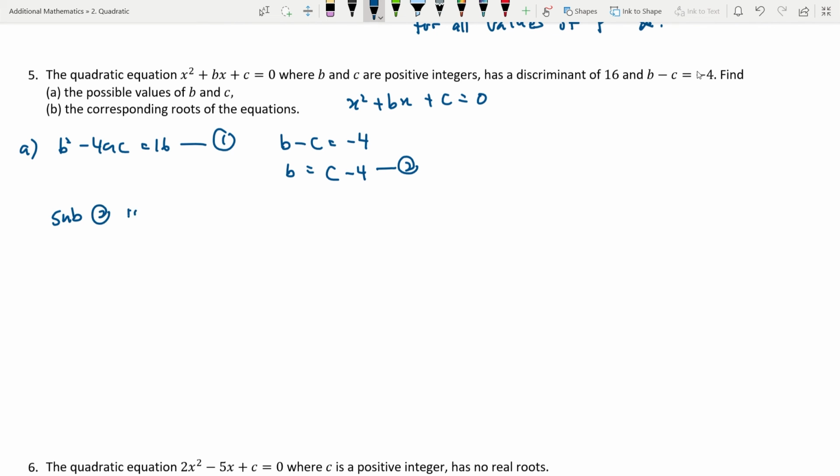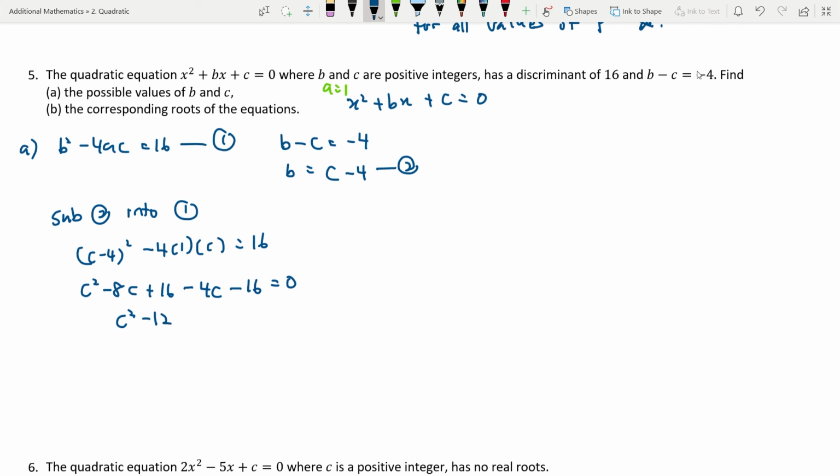Substitute equation 2 into equation 1. c minus 4 squared minus 4, a is actually 1, times c is equal to 16. Expand the equation: c squared minus 8c plus 16 minus 4c minus 16 is equal to 0. Simplify the equation: c squared minus 12c plus 16 minus 16, which cancels, is equal to 0.